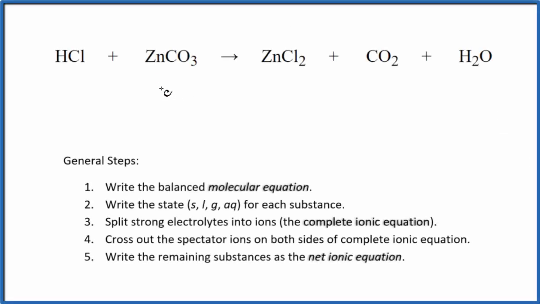In this video, we'll write the balanced net ionic equation for HCl plus ZnCO3. This is hydrochloric acid plus zinc carbonate. So the first thing we need to do is balance the molecular equation.